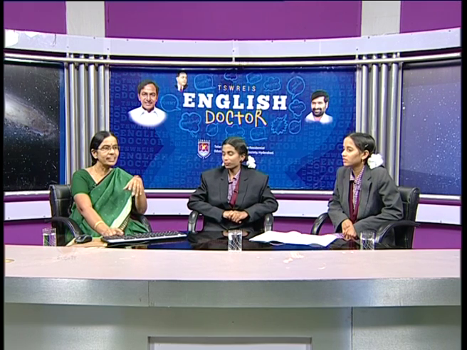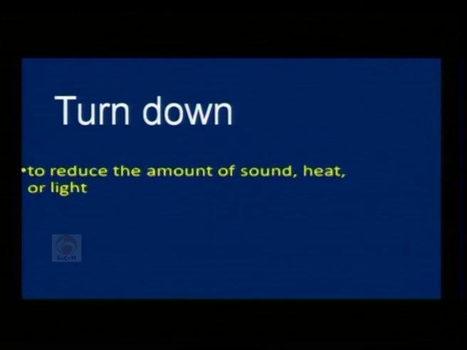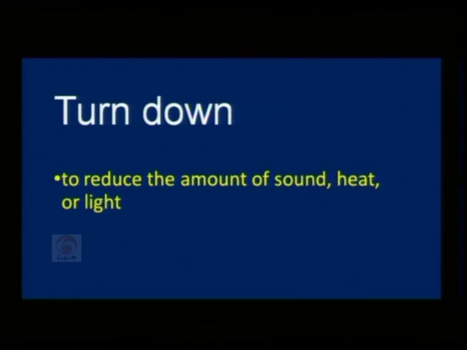Then what could be the opposite of that? Turn down. Okay. What is the meaning of turn down? To reduce the amount of sound, heat or light. For all these we use the word turn down. Right. So turn up means increase the volume and turn down means reduce the volume.